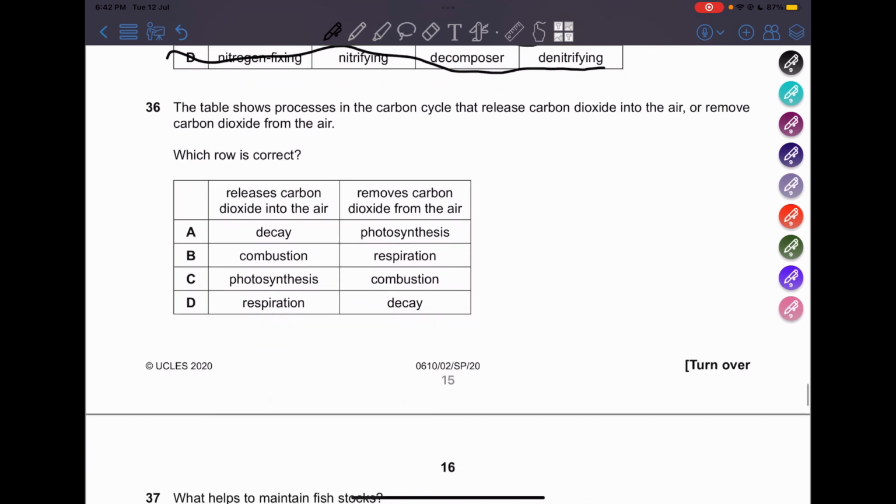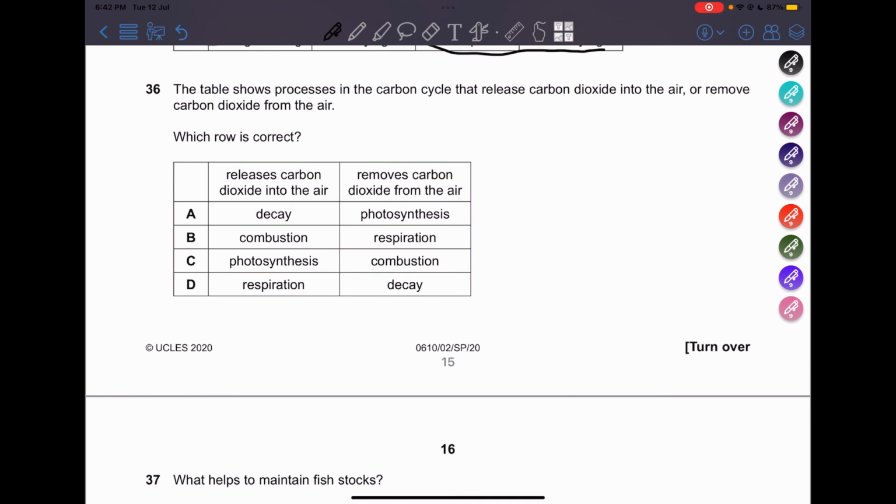36. The table shows the processes in the carbon cycle that release carbon dioxide into the air or remove carbon dioxide from the air. Which row is correct? Now, releases carbon dioxide in the air, we know that this one is incorrect, because photosynthesis actually releases oxygen into the air. So let's check the other options, A, B, or D. Now over here, removing carbon dioxide from the air is actually done by photosynthesis. So actually our answer is going to be A, because we know that photosynthesis takes in carbon dioxide and releases oxygen as a waste product.